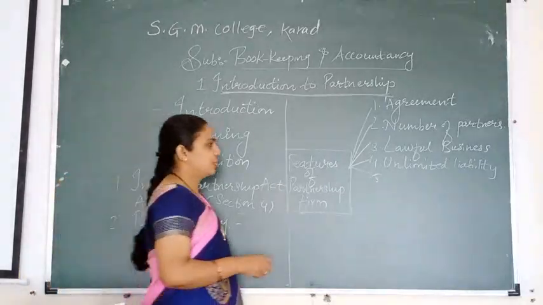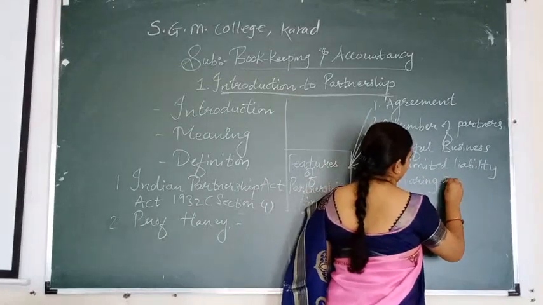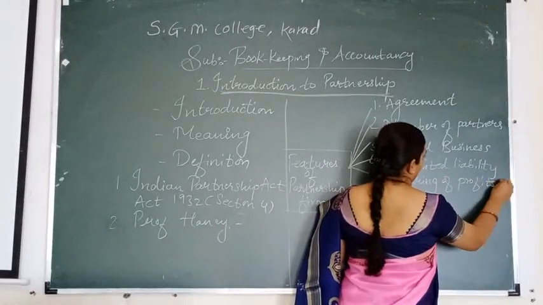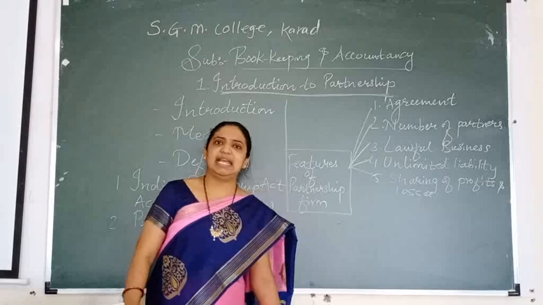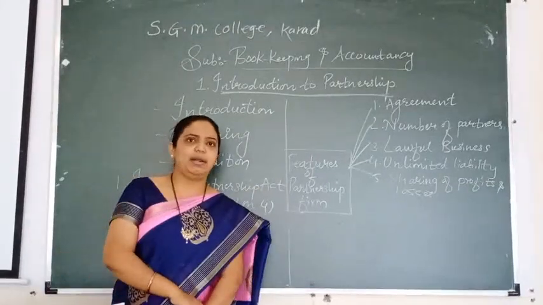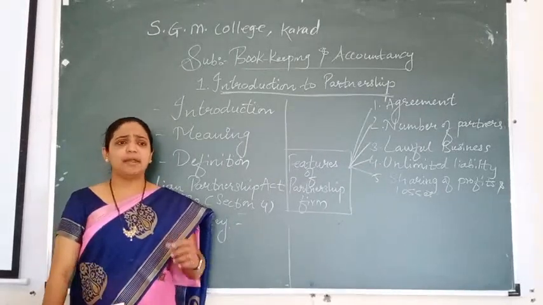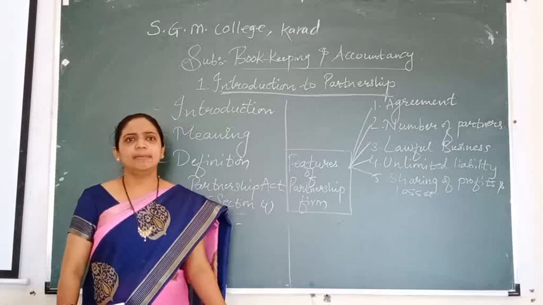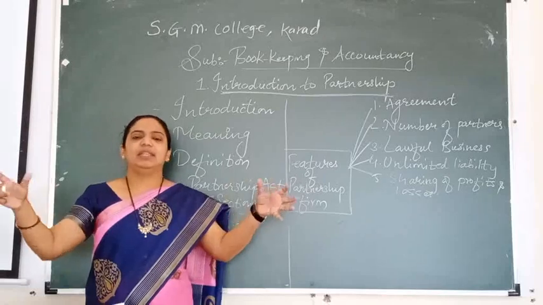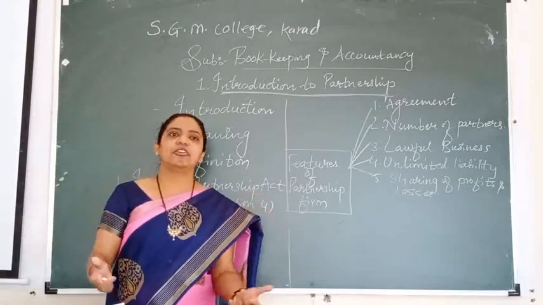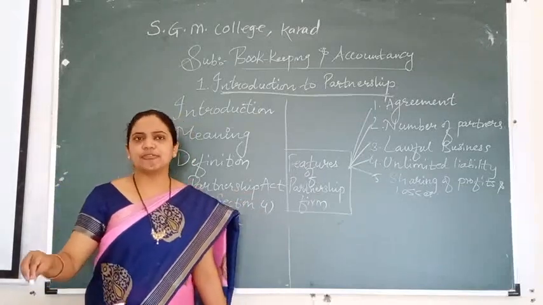Point number 5 is sharing of profits and losses. The next is the sharing of profits and losses. Now we have already discussed about this. When each and every partner contributes capital, at that time, depending upon the ratio of capital, they decide the ratio of sharing of profits and losses also. So sharing of profits and losses depends on the ratio of capital.